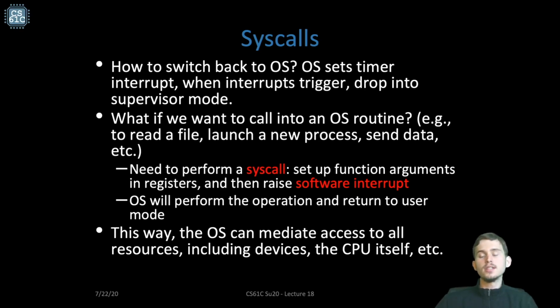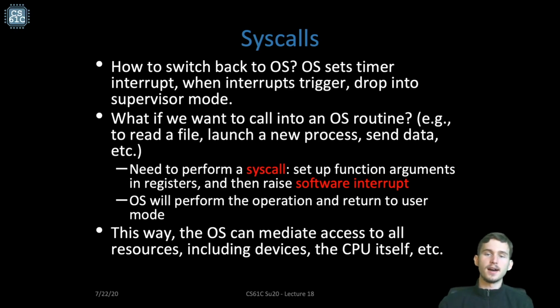So what if we want to call into an operating system routine? For example, say we need to load a file or read to it, maybe write to it, maybe we want to launch a new process, maybe we want to send data, who knows? Well, in that case, the application would have to perform a syscall, which basically will set up function arguments into registers, and then it will raise a software level interrupt, so then it can communicate some data into the operating system. We do not want an application to be able to jump directly to an operating system location, or a part of the operating system, because that could lead to security vulnerabilities.